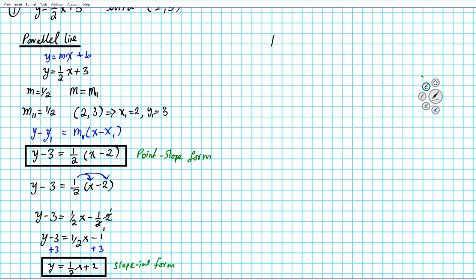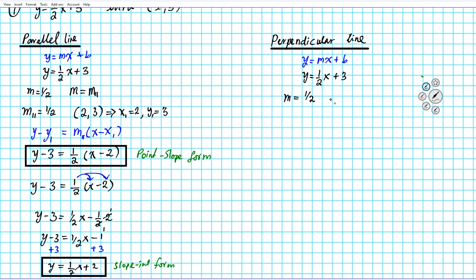Very similar procedure, but it's only one little difference. All right, perpendicular line. For the perpendicular line, we have the slope y equals mx plus b. The original line that we had is y equals 1/2 x plus 3. Based on this form, we know that the slope m is going to be 1/2. But in this case, we need m perpendicular.